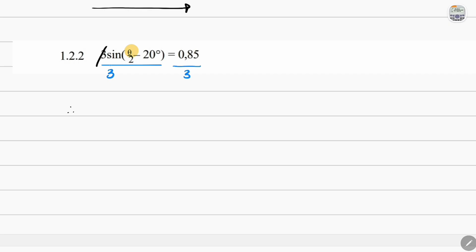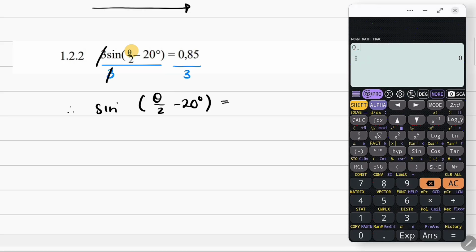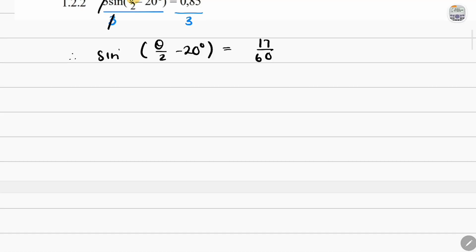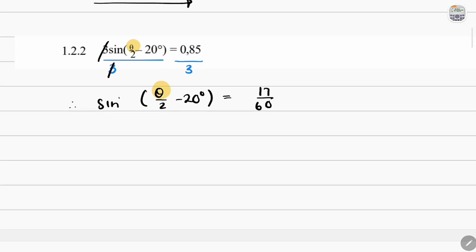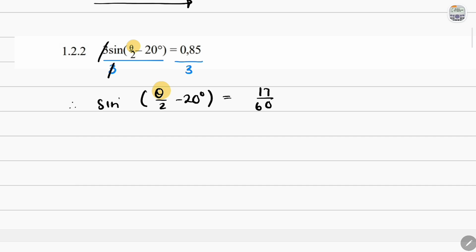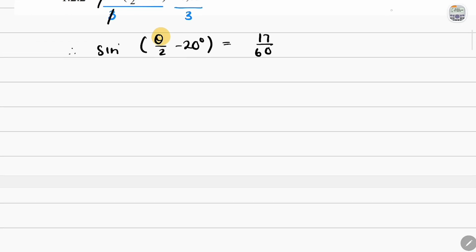So that cancels. And now we have sine of theta over 2 minus 20 degrees is equal to, and we can't find the value of this, this is 0.85 divided by 3. Okay, so it gives us 17 over 60. Now, how do we get to theta? We can get to it by getting rid of the sine. Okay, so we get rid of everything from the outside first and then getting into theta. So again, how do we get rid of sine? You're going to transpose it and it becomes the inverse of sine.